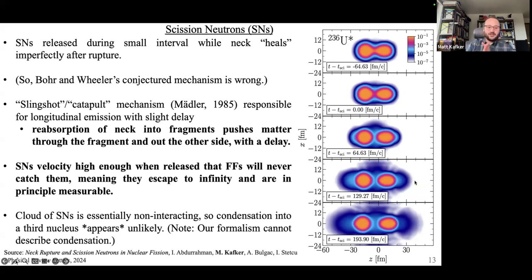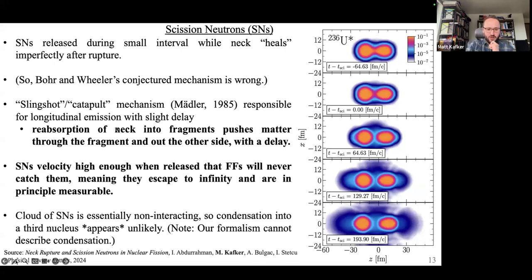And the hypothesis here of the slingshot mechanism is that it is the absorption of the neck into the fragments, which is a rapid process, and it pushes neutron matter through the fragments and then out the front of them. So that's why there's a delay followed by this longitudinal emission here. That seems to be a plausible interpretation of the data.